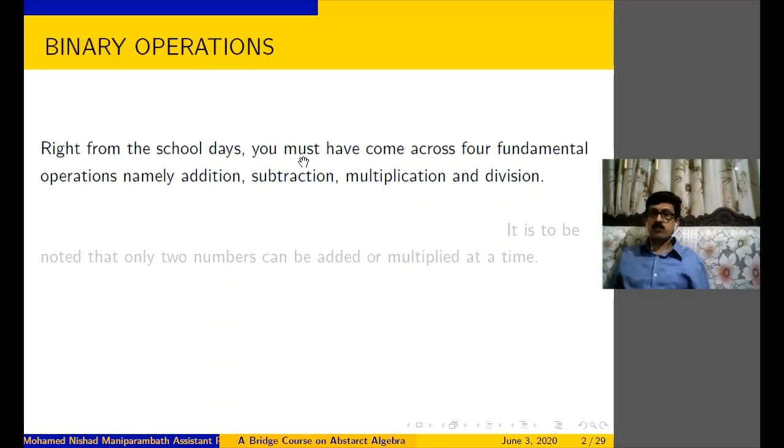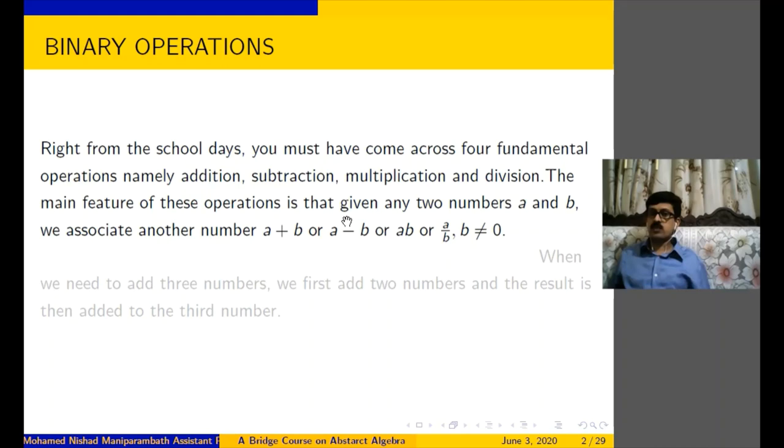From very school days onwards, we come across the fundamental binary operations, or operations. That is what you discussed. There are addition, subtraction, multiplication, and division. The main feature of these operations is that given any two numbers A and B, we associate another number: A plus B for addition, A minus B for subtraction, AB for multiplication, and A by B for division, but the denominator should not be equal to 0, then only it will be defined.